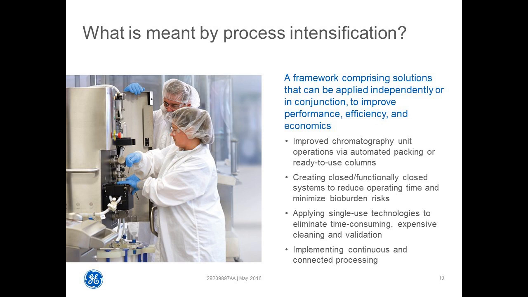The second thing we're going to talk about is creating closed or functionally closed systems as a way of increasing the efficiency of downstream processing. We're going to talk about single-use technologies, and we're also going to talk about continuous and connected processing. And we're going to tie all of this together with a common thread, which is automation.